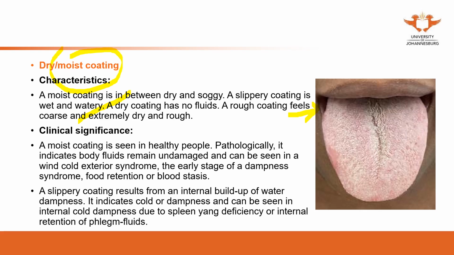This image is an example of dry coating. The dry coating is very obvious that the patient does not have enough body fluids in the body. That's the dry coating. So the dry and moist coating can reflect the body fluids.